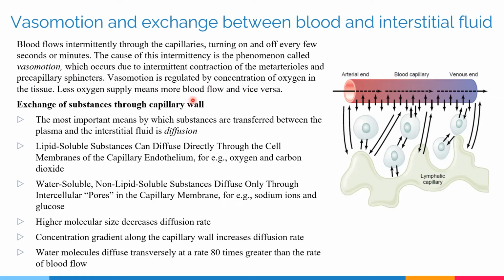So if a tissue is very active and utilizing oxygen at a very high rate, then the blood capillaries will have a low oxygen content. This low oxygen content will trigger flow of blood into the tissue capillary so that the tissue can function at a high level.